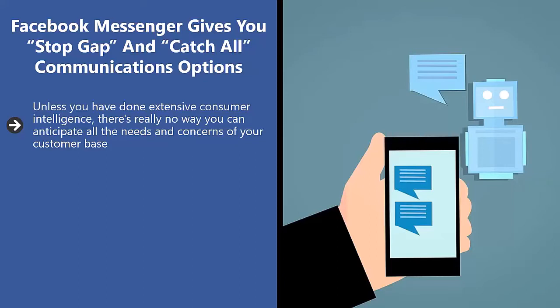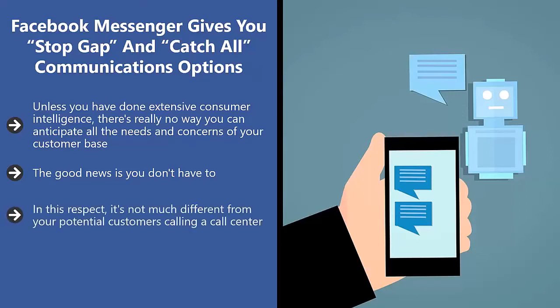You need a tremendous amount of resources, time, and energy to be able to pull that off. The good news is you don't have to. Thanks to Facebook Messenger, you can be accessible to people with a wide range of questions and then message them back. Once you detect a certain pattern in the most common questions people ask, you can automate Facebook Messenger so it can answer questions based on a decision tree. In this respect, it's not much different from your potential customers calling a call center. Now, if you own a small business in Middle America, you know that hiring a call center is not exactly within your budget.